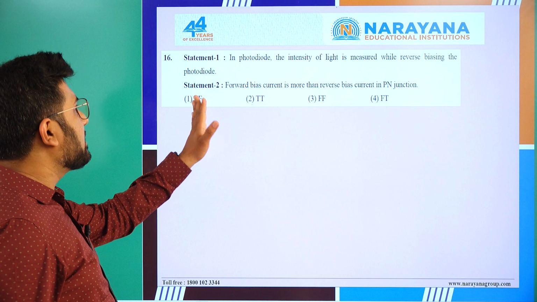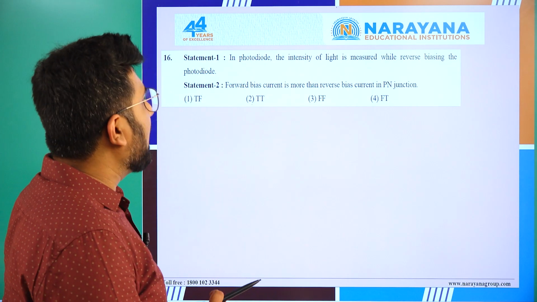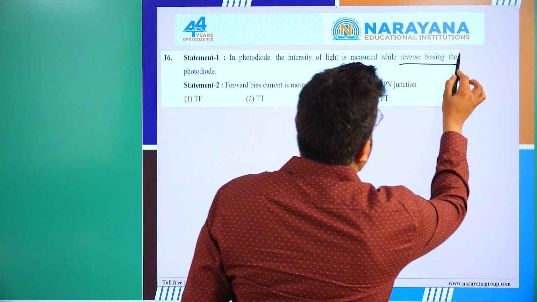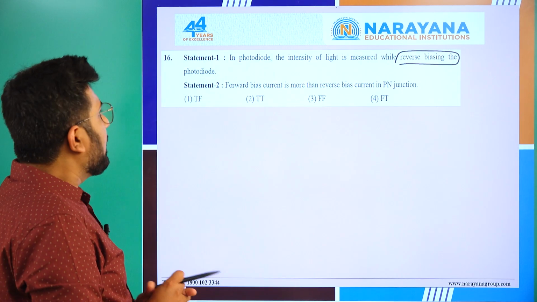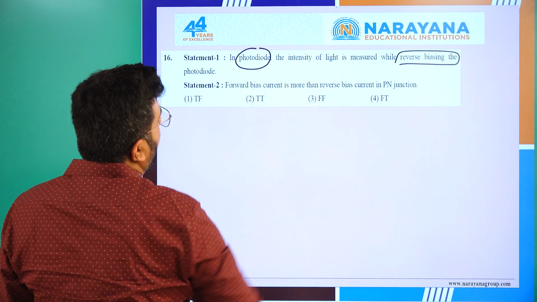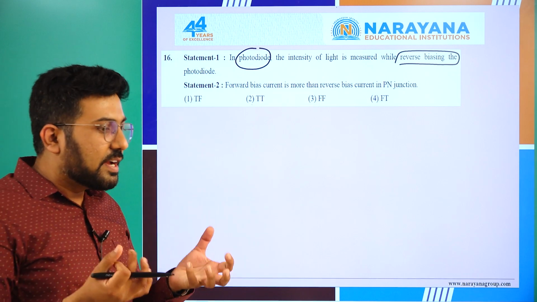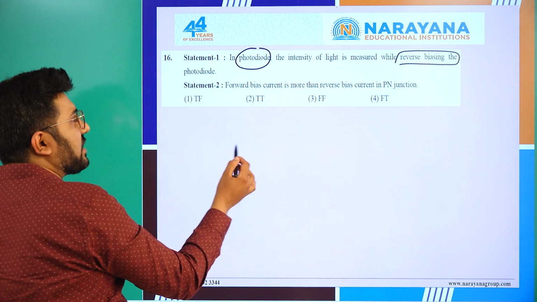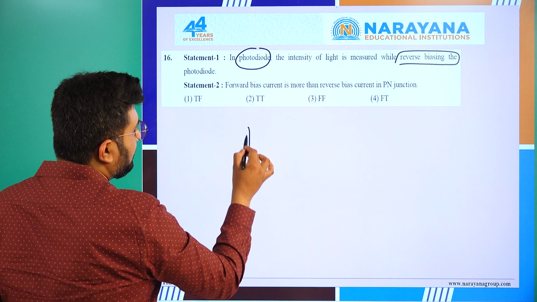In this question it is given that in a photodiode the intensity of light is measured while reverse biasing the photodiode. Yeah, this is a correct statement. Why is this a correct statement? See, what is the use of a photodiode, or what is the purpose of a photodiode? The photodiode is used to detect the intensity of light. So it's a special purpose PN junction diode where, so let me draw the diode.